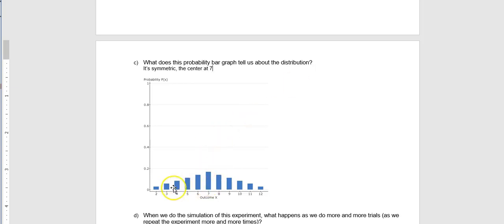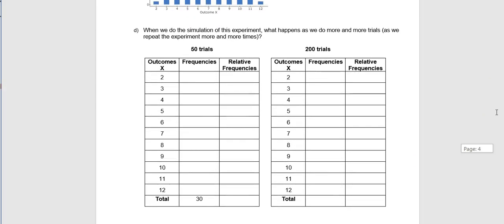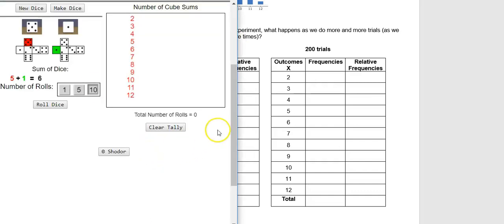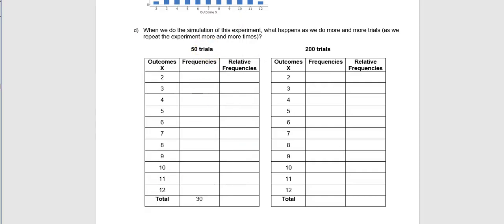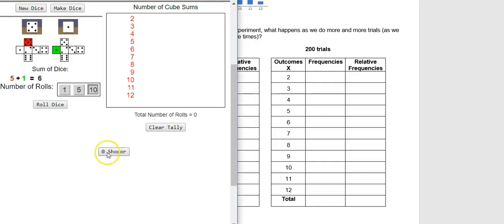That's the highest bar, and it's exactly in the middle of all these. Now what we're going to do is look at a simulation of this experiment and just see what happens as we do more and more trials of the experiment. So here's a little simulation. What this one will do is it'll do 10 rolls at a time. I'm going to start out by doing 50 trials and just see what that looks like over here.